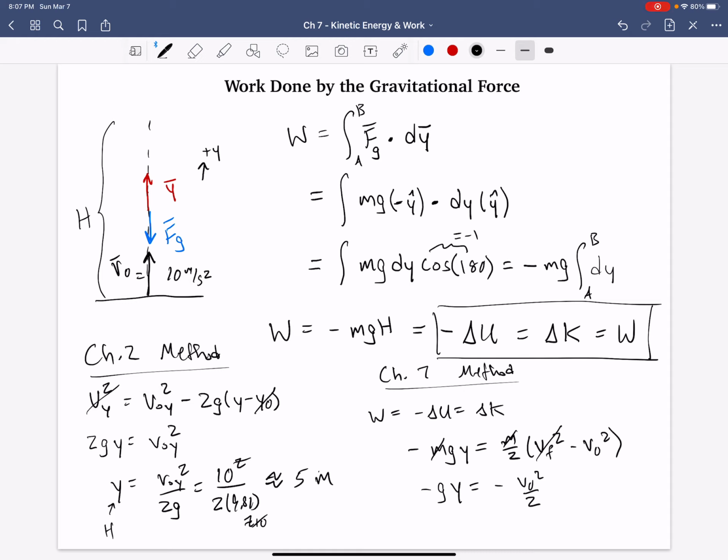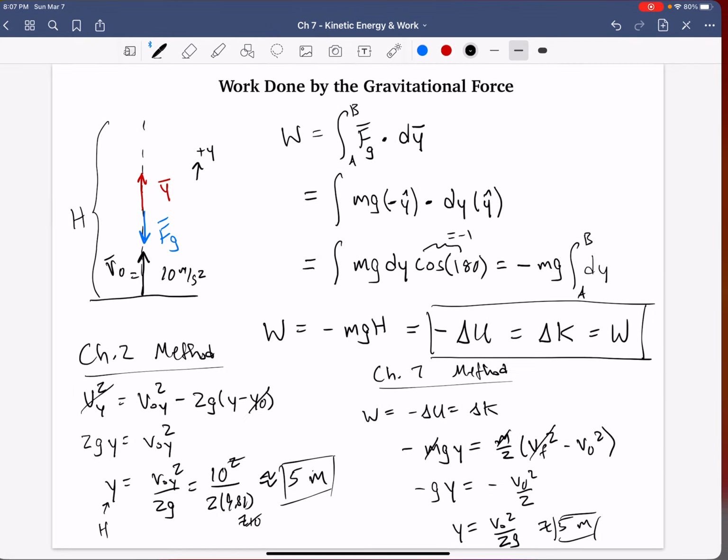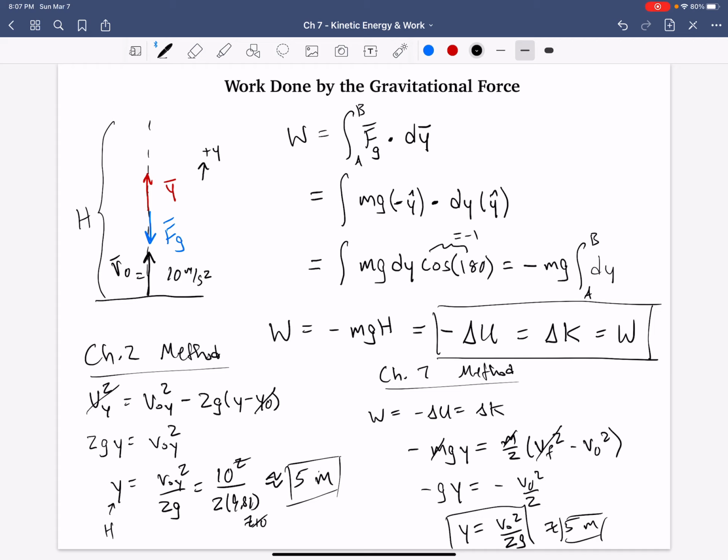And so we have negative gy equals negative v naught squared over 2. Can you see what's going to happen? The negatives go away, and we have y equals the same expression as on the left. So that's also the same answer. It's the same expression, but two different ways. One uses work and energy, and the other uses kinematics. Really, they're from the exact same source.